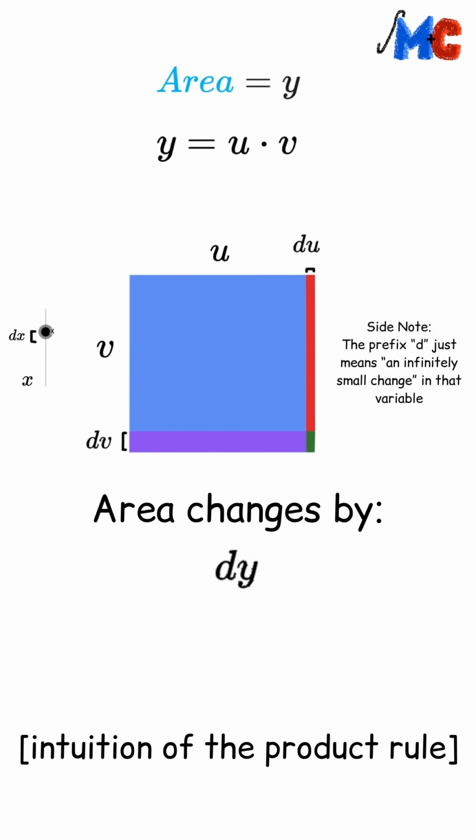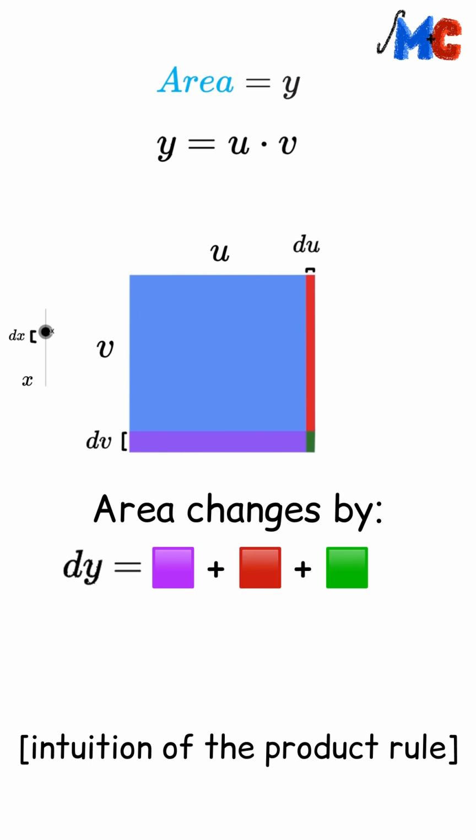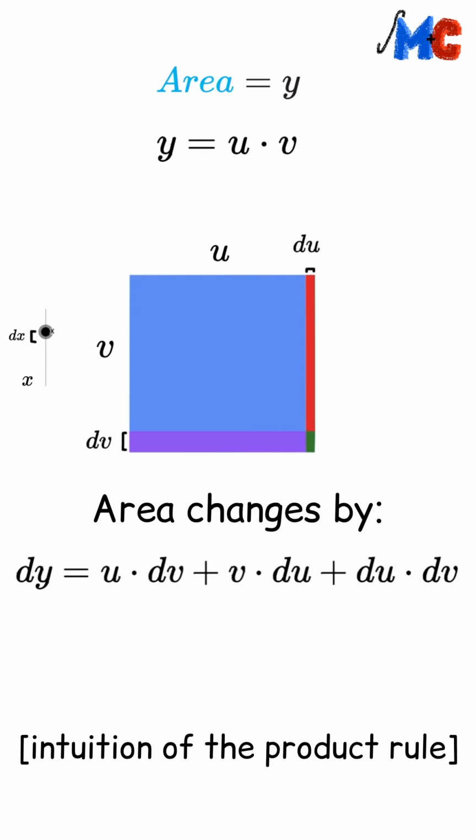If we want to calculate this change to our area, dy, we'll have to do this by adding up the areas of our new rectangles that have been tacked on to our original blue rectangle. Each of these areas can be calculated by doing their base times their height, resulting in u times dv plus v times du plus du times dv.